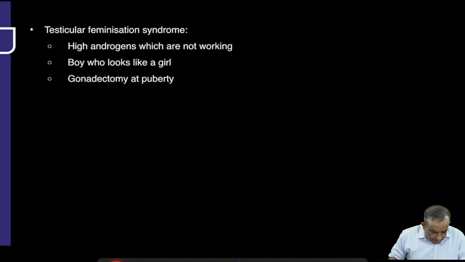Okay. Then testicular feminization syndrome, a very common MCQ, has high androgens which are not working. So the androgens get converted in the periphery into estrogens.